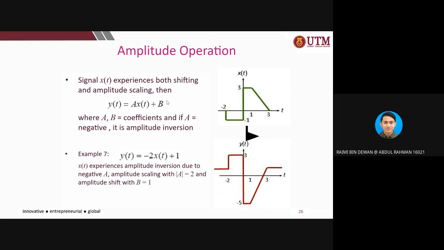And then this b is going to contribute to what we call amplitude shifting. If your b is positive in value, your signal will be moved upwards. If you have negative b, then your signal will be shifted downwards.